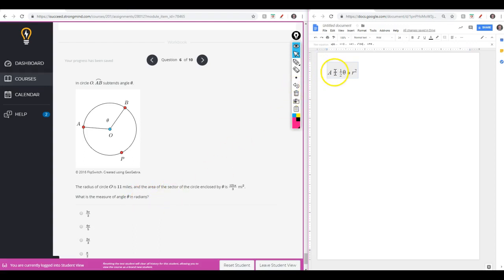Okay, so we know that our formula in radians is the area of a sector is equal to 1/2 times our angle theta times our radius squared. We do know that the radius is 11, and we do know that the area is 121 pi thirds. So now we're solving for theta. So our goal is going to get down to something that looks like theta equals blank. That's what our goal is.